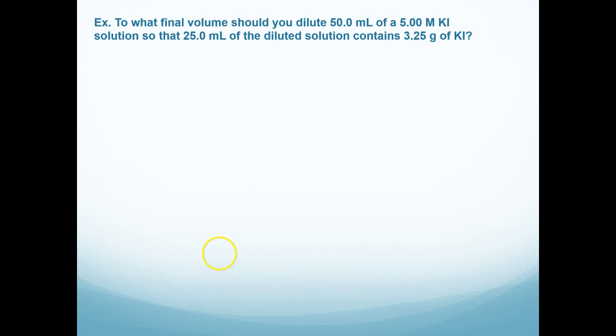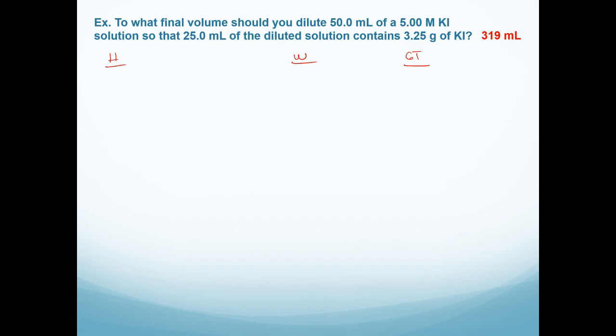So here's another problem. Okay, and we should get 319 milliliters in the end. Let's go ahead and organize it. Have, want, get there. Okay, to what final volume should you dilute 50 milliliters of a 5.00 molar potassium iodide solution, so that 25.0 milliliters of the diluted solution contains 3.25 grams of potassium iodide?